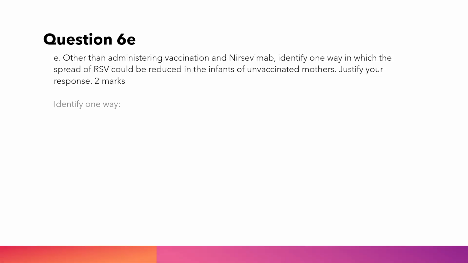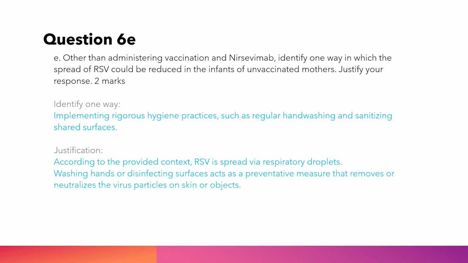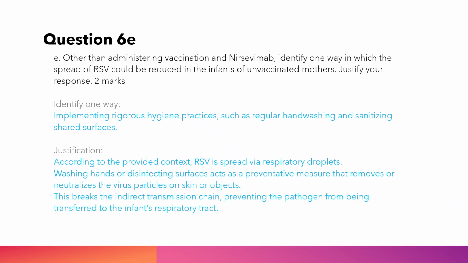Identify one way. Implementing rigorous hygiene practices, such as regular hand washing and sanitizing shared surfaces. Justification. According to the provided context, RSV is spread via respiratory droplets. Washing hands or disinfecting surfaces acts as a preventative measure that removes or neutralizes the virus particles on skin or objects. This breaks the indirect transmission chain, preventing the pathogen from being transferred to the infant's respiratory tract.